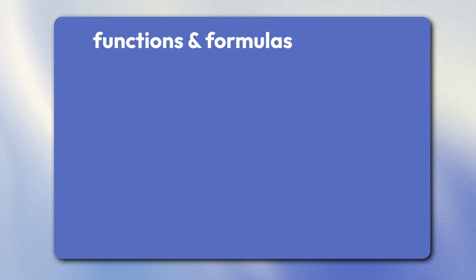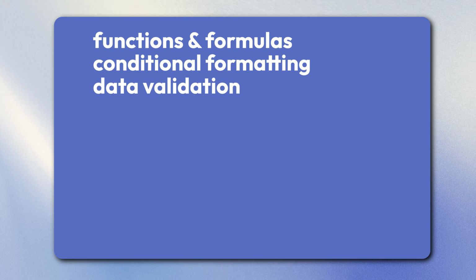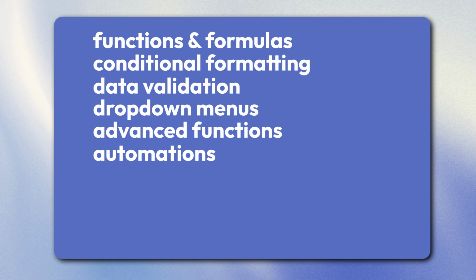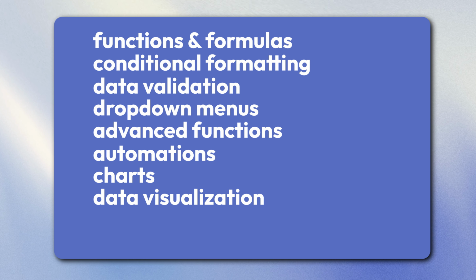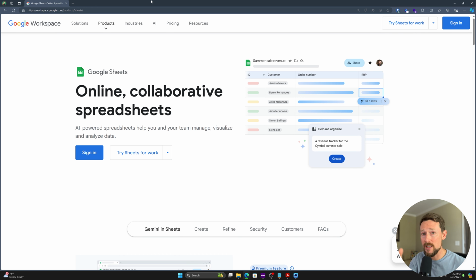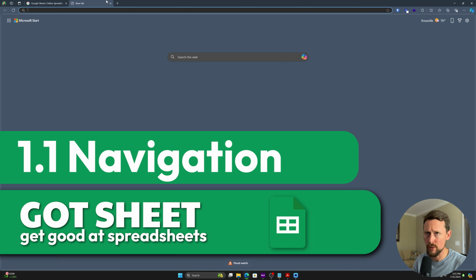So we're going to go over basic functions and formulas. Then we're going to get into conditional formatting. Then we're going to go to data validation and dropdowns. We're going to do advanced functions and automations, charts and data visualizations. And finally, as I mentioned in the introduction, we're going to give a preview of using AppScript, which is programming. I mean, it's legitimate programming, but it's very powerful. So it's going to be very interesting. We're going to build on everything that we do in each of these modules. So I hope that you will enjoy. And here we go. Let's hop into a Google Sheet.